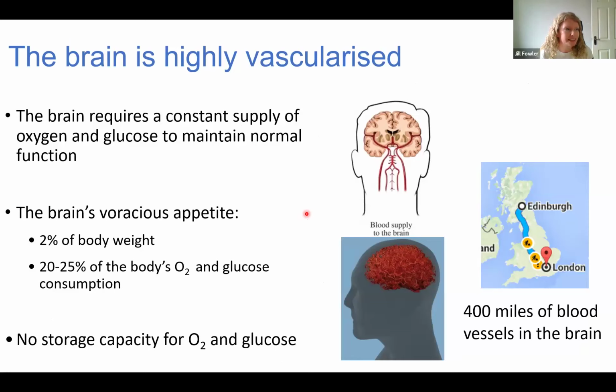brain is highly vascularized. It requires a constant supply of oxygen and glucose to maintain its normal function. So in terms of the brain's voracious appetite, it's only 2% of our body's weight, but it can consume between 20 and 25% of all the oxygen and glucose in our body. And unlike other organs in the body, there's no storage capacity for oxygen or glucose. So the brain is very dependent on this extensive network of blood vessels. So extensive that if we laid them out in a single line, there would be over 400 miles of blood vessels. So any interruptions to the blood supply can have catastrophic effects.